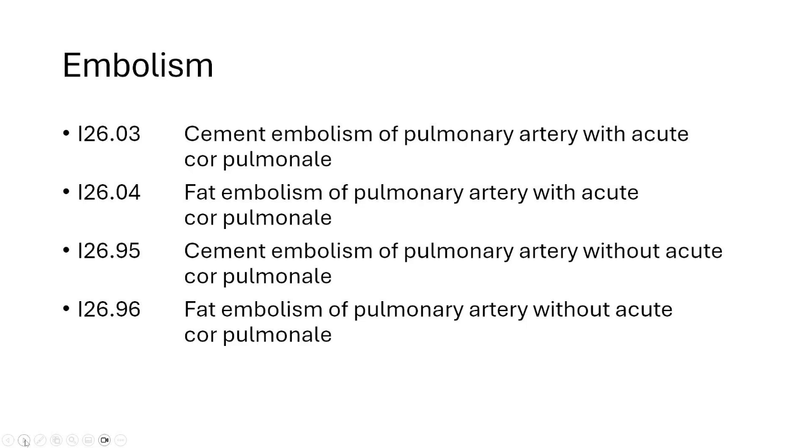And then we have some embolism codes. So an embolism being a blockage or like a clot. And you can see that there are different kinds of embolisms that we're talking about in these circumstances. The I codes are cardiovascular, and we have cement or fat, and we're talking about the embolisms of the pulmonary artery, and then we're talking about with or without acute cor pulmonale.